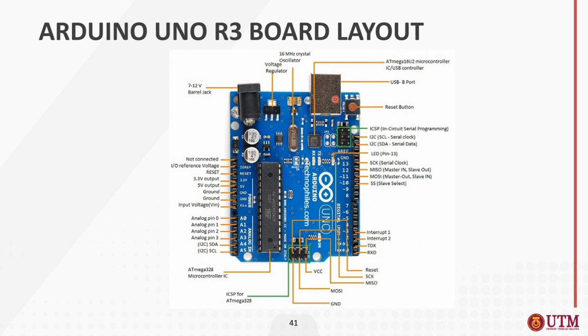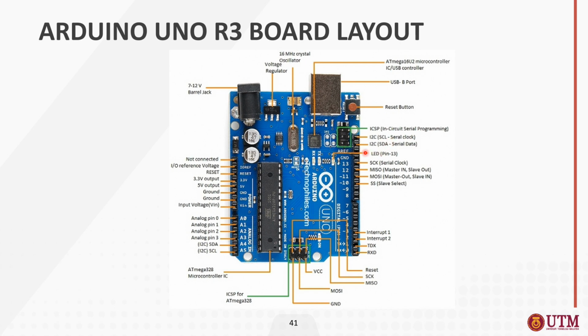Okay, and then you can program your Arduino by using the USB B port here. You connect this USB B, and then connect the USB A to your laptop, and you can program by using the Arduino IDE. This is the ICSP, in-circuit serial programming, which you can connect if you want to do some serial programming. And this is the I2C protocol, SCL and SDA. If your sensor requires I2C, you can connect to this pin.